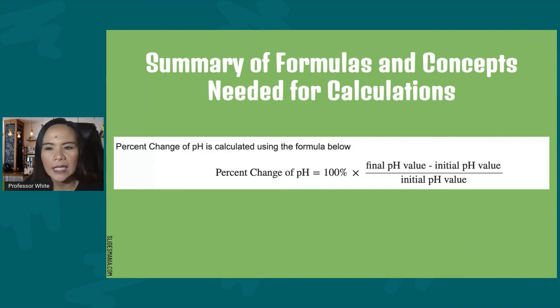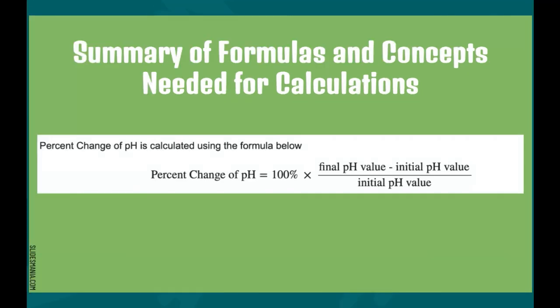And last but not least, adding an acid or base to a solution causes changes in the pH of the solution. So you're going to be calculating the percent change of pH, which allows us to understand how large or how small a specific pH change is. The percent change can be either positive or negative. A positive result indicates an increase, and a negative result indicates a decrease.